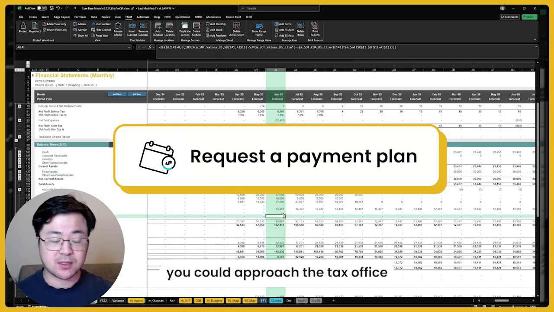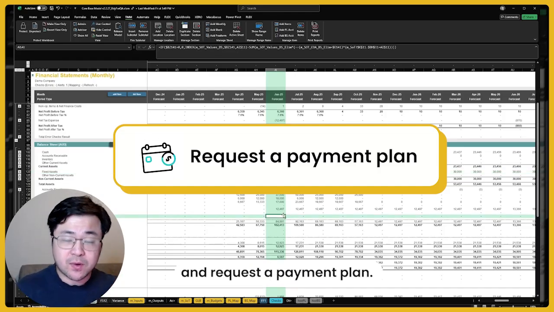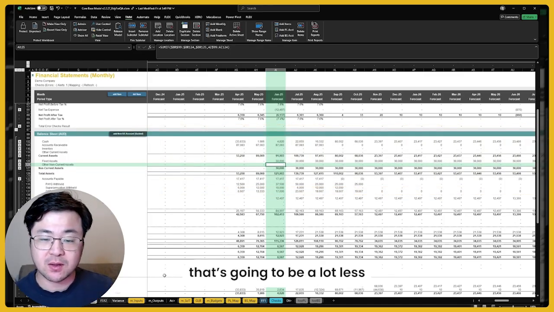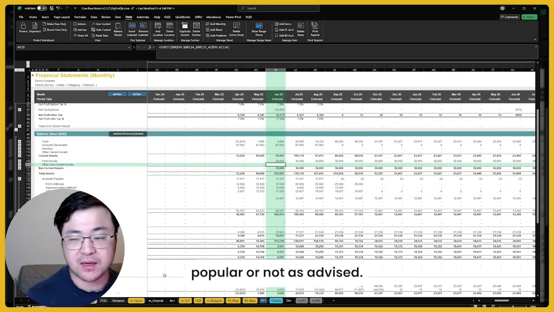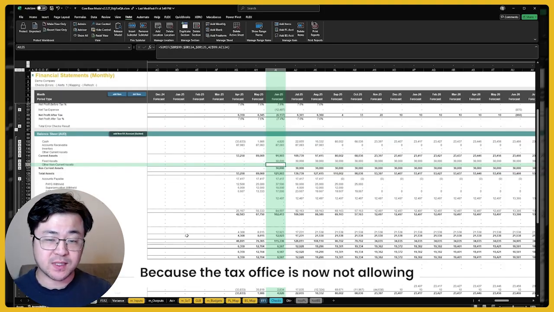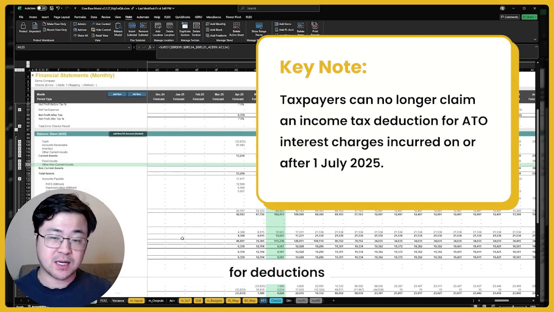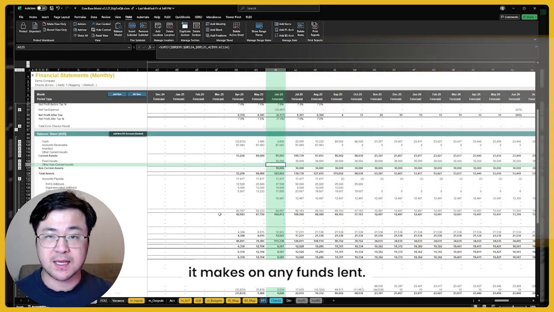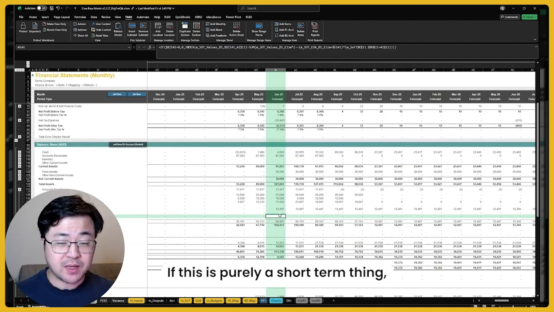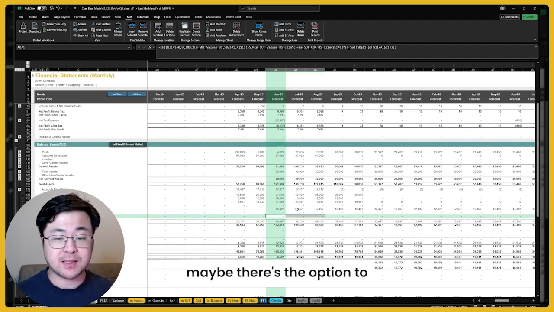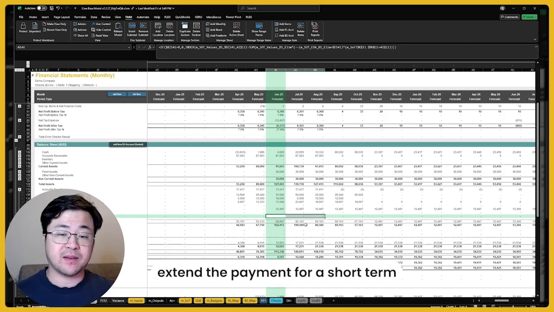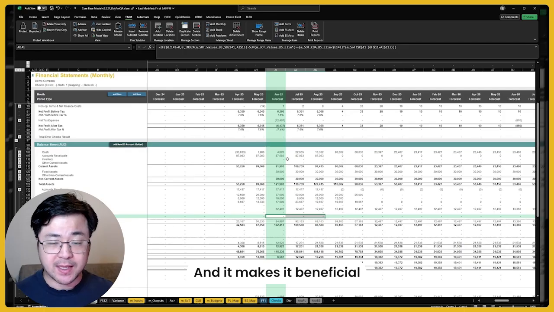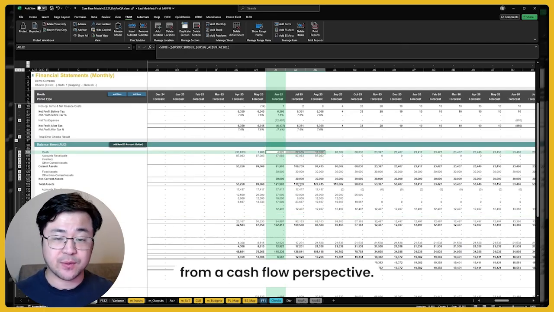A final example is, yes, you could approach the tax office and request a payment plan. Now, this is something, especially as we head into 2025, that's going to be a lot less popular or not as advised because the tax office is now not allowing for deductions in the interest or general interest charges it makes on any funds lent. Now, if this is purely a short-term thing, maybe there's the option to extend the payment plan for a short-term cycle, which sometimes doesn't attract that interest, and it makes it beneficial from a cash flow perspective.